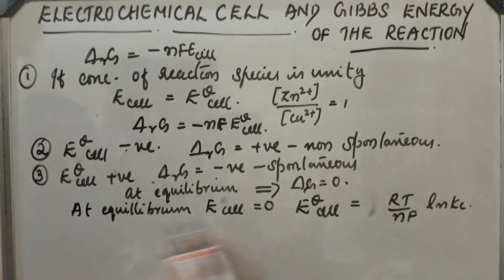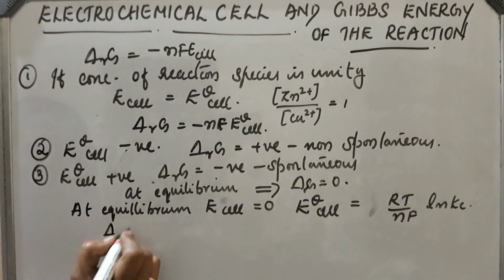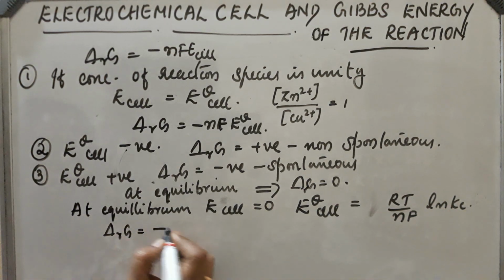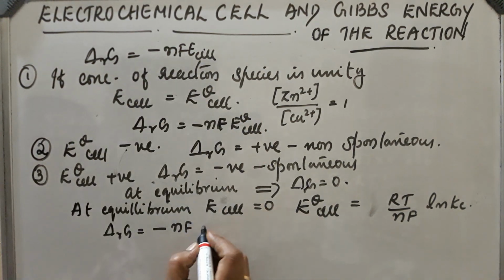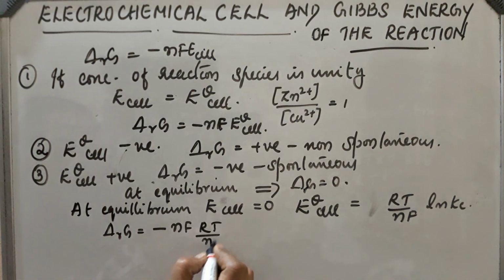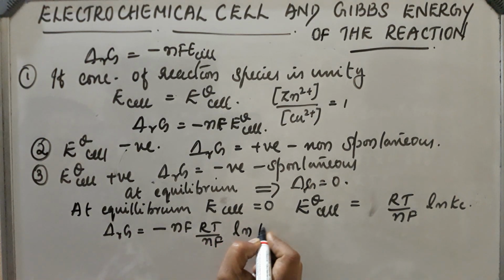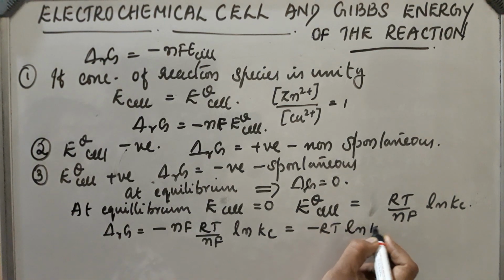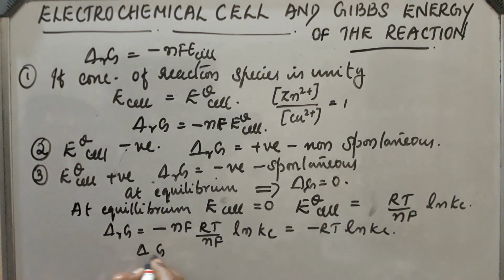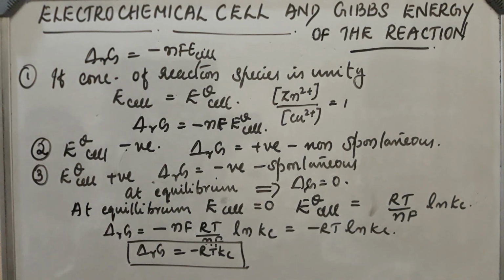Okay. So, what will be delta G of R? It will be equal to minus nF E0 of the cell. E0 of the cell is RT by nF ln Kc. So, this will be equal to minus RT ln Kc. This is another relation between delta G of R and Kc. So, we can calculate Kc if delta G of R is known.